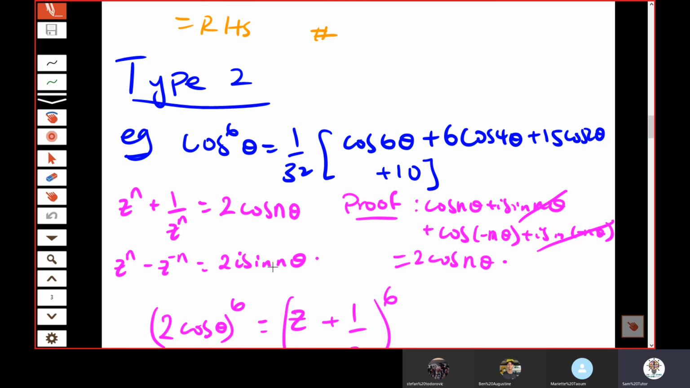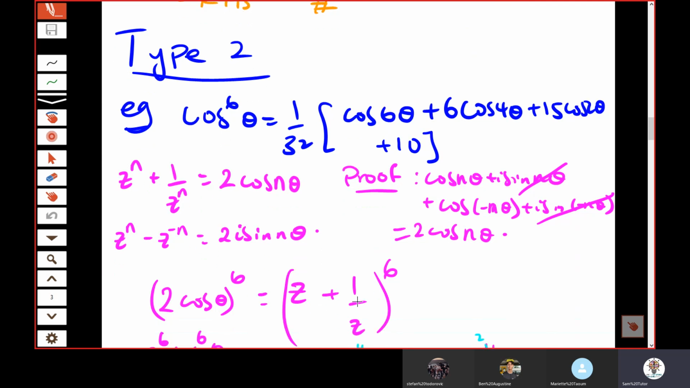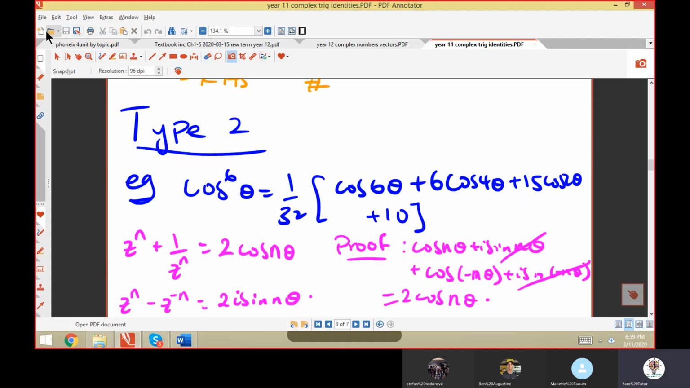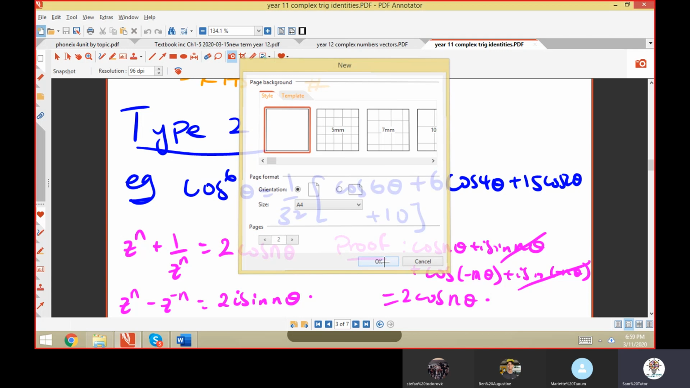Because you wanted power of 6 for cos, what you do is you get z plus 1 on z, because n is 1. n is 1 right here, and you go to the power of 6. Are you lost, Anouk? You look lost. So let's start.